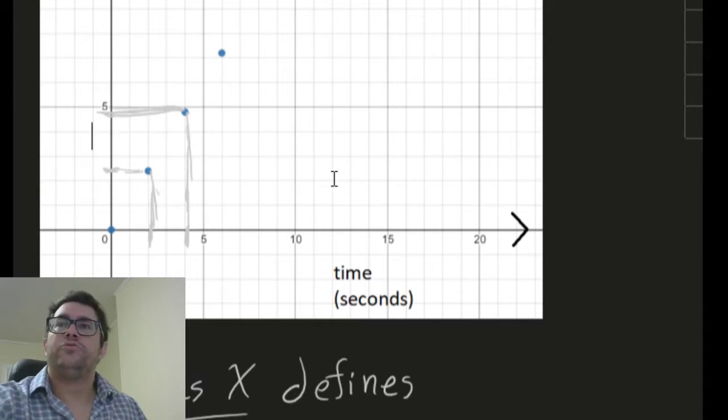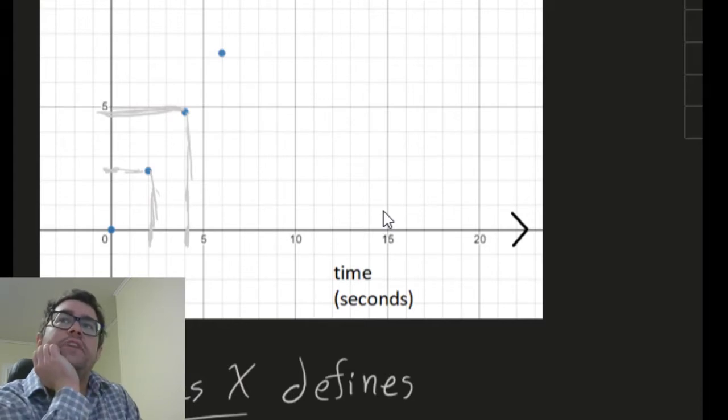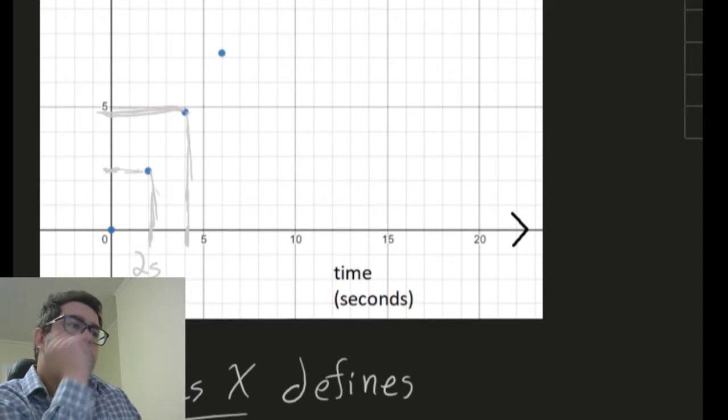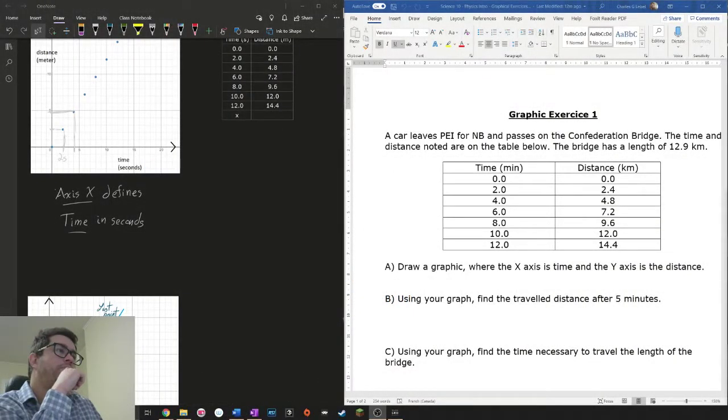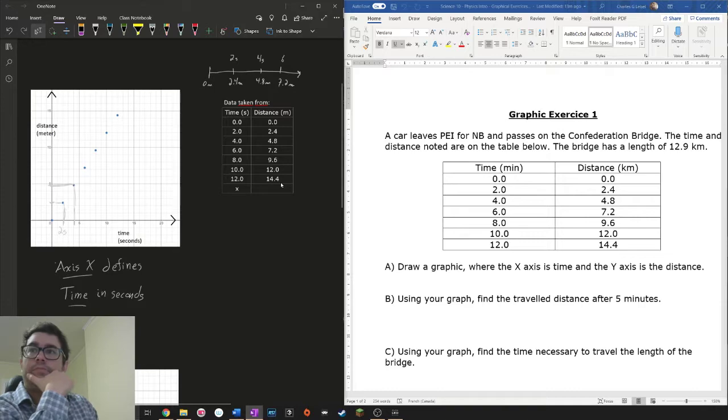What are those values? Well, this is what the graph is telling me. This is at 1, 2, so 2 seconds. If we had really good eyes, eagle eyes, we could see the value. For now, we have to resort to the data that is right here. 2 seconds, 2.4 meters.